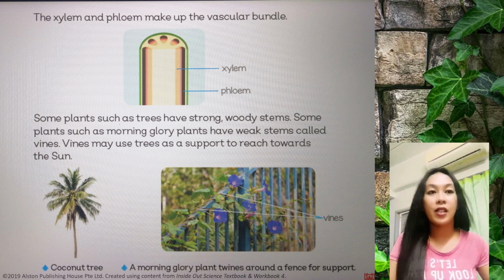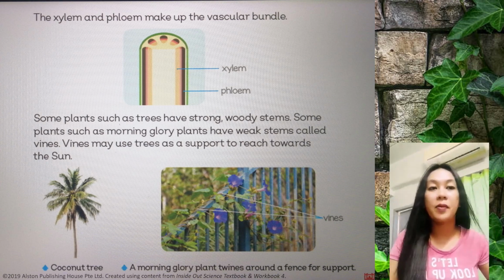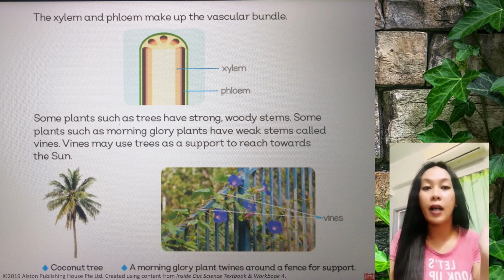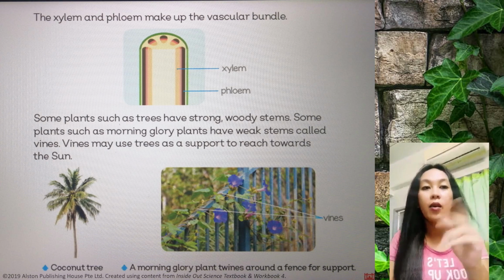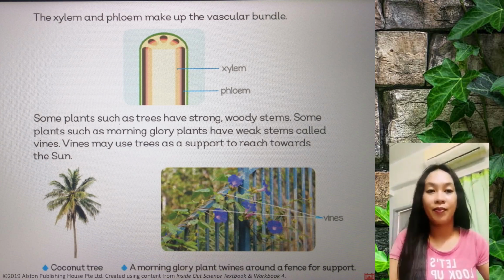Some plants, such as trees, have strong woody stems. Some plants, such as morning glory plants, have weak stems called vines. So the vines may use trees as a support to reach towards the sun. So they cannot actually stand upright. So the morning glory plant actually needs assistance in order to grow upwards to reach the sun.